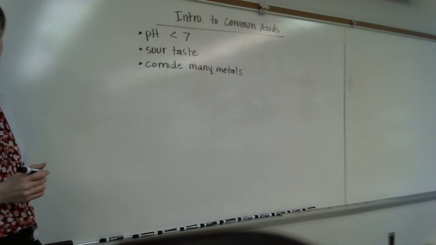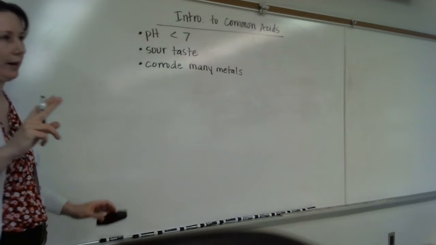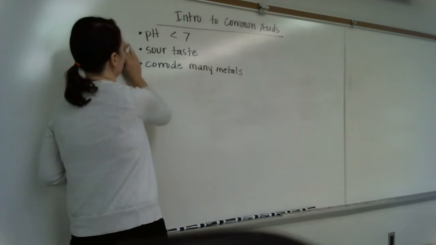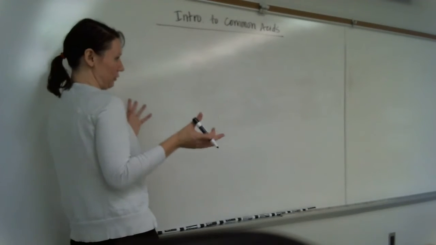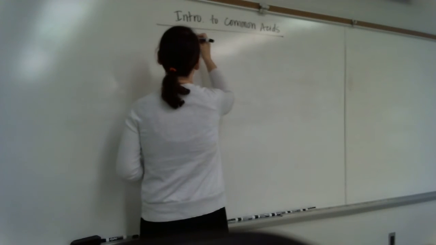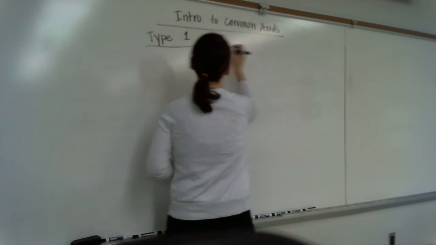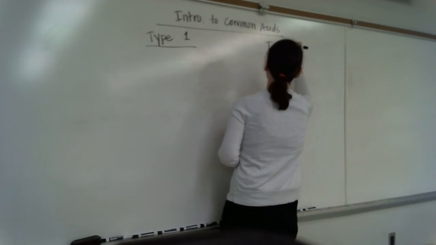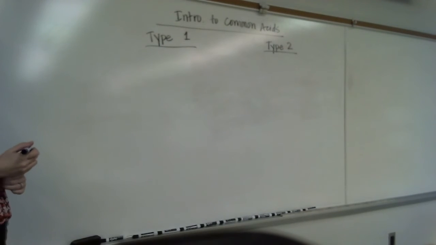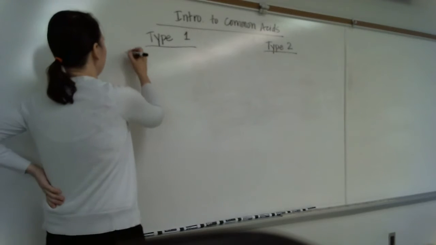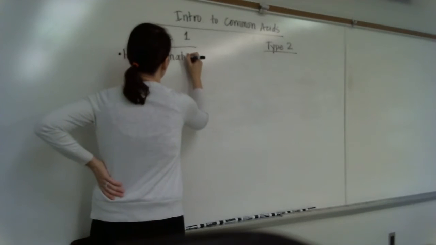And then how do we name acids? In intro chem, you only have to name 2 types of acids. If you take general chem, I'll teach you how to learn 3 types of acids. But in intro chem, you'll have to do 2 types. So naming. So we've got type 1 and type 2. So type 1 is H plus a monatomic ion.